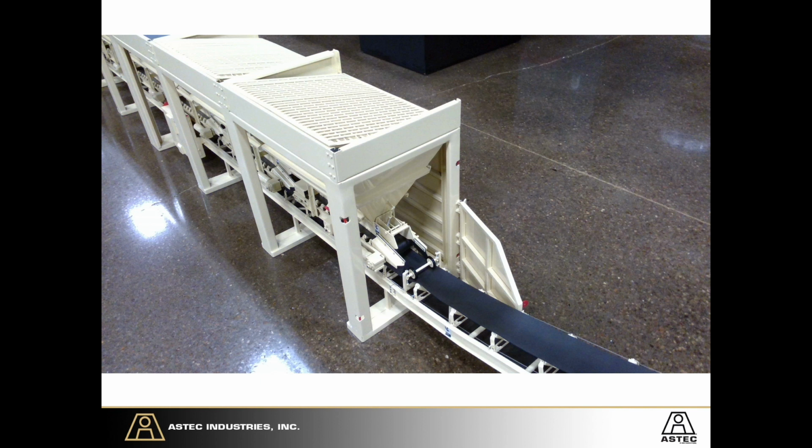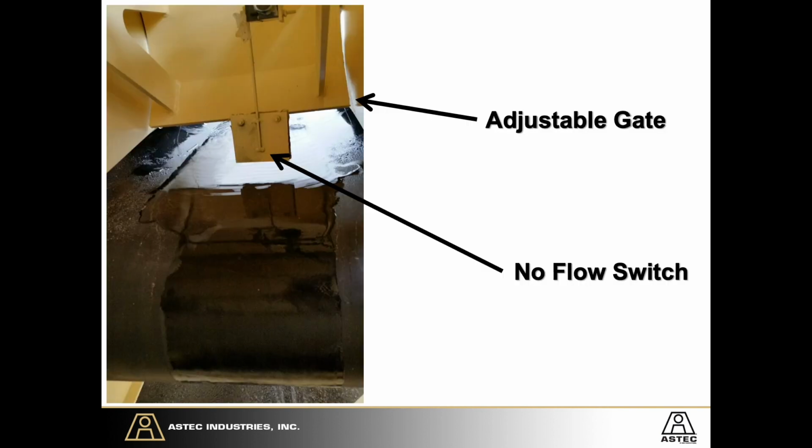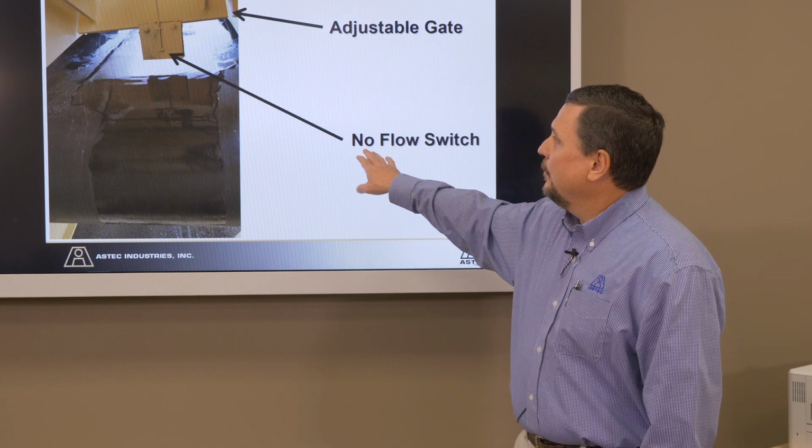If you go to the front of each bin, there's going to be two things that you're going to notice. You're going to have an adjustable gate, and you're also going to have a no-flow switch. This adjustable gate does several things. You can increase or decrease the amount of flow that you get out of this bin. It's volumetric. There's a tach feedback off of it. So you can speed this belt up or slow this belt down and use that gate adjustment to change the flow or the TPH.